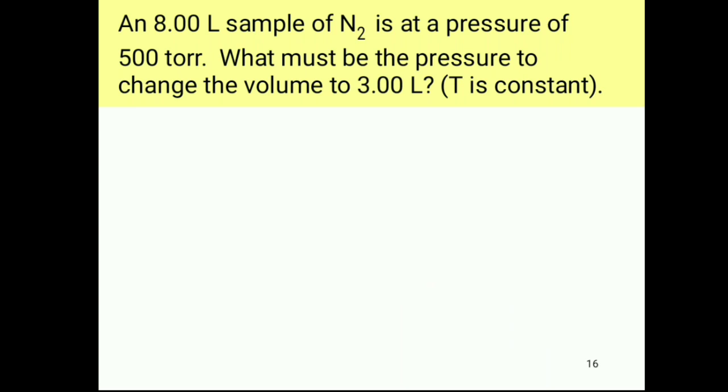Let's have a problem. An 8-liter sample of nitrogen gas is at a pressure of 500 torr. What must be the pressure to change the volume to 3 liters? Considering that the temperature is constant, we notice a decrease in volume. So we have 8 liters decreasing to 3 liters. So what should happen to 500 torr as initial pressure? If volume is decreased, then we expect pressure to increase because the relationship between volume and pressure is inverse proportion. So if there is an increase in volume, there must be a decrease in pressure.